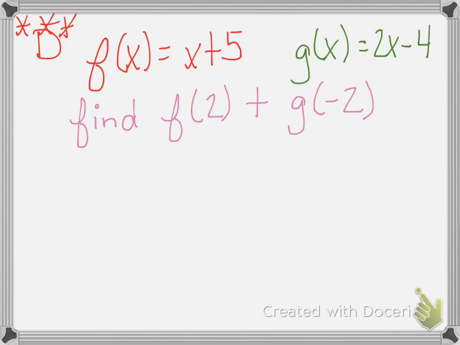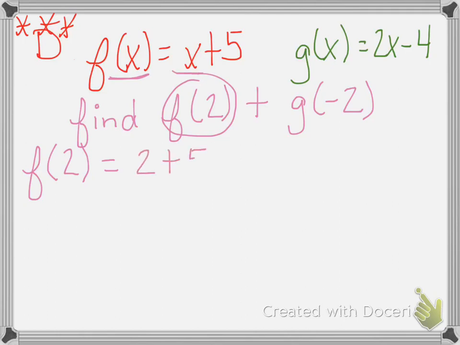So we are going to first think about our f rule here. And here we know that it's going to be 2 that we put in. So we're going to plug in our input, f of 2, into our rule. So where we see x, we put in 2. So 2 plus 5. And then we know f of 2 is equal to 7. Then we're going to pause for a second, and we're going to go to the other side of our problem, and we're going to solve the g of negative 2.